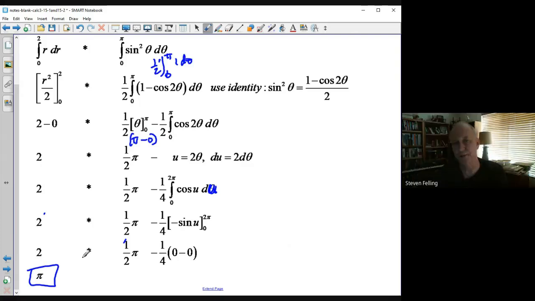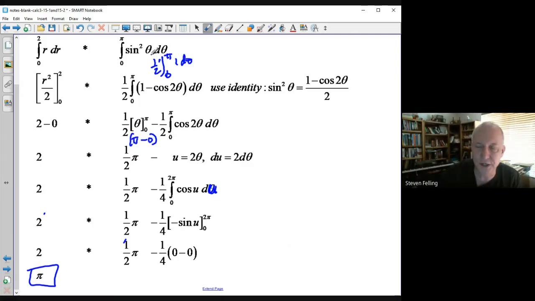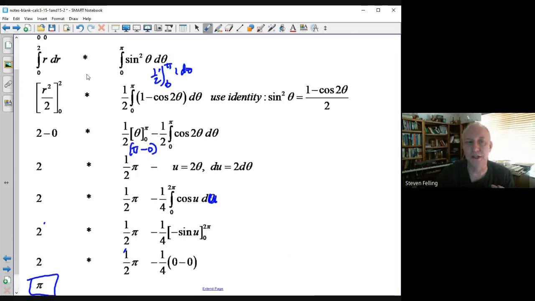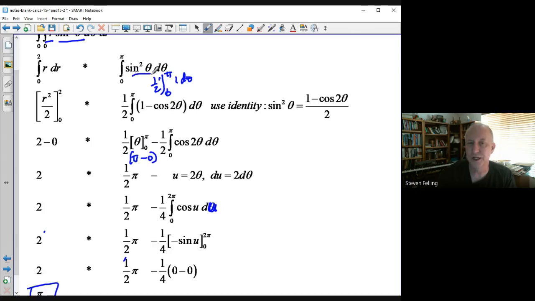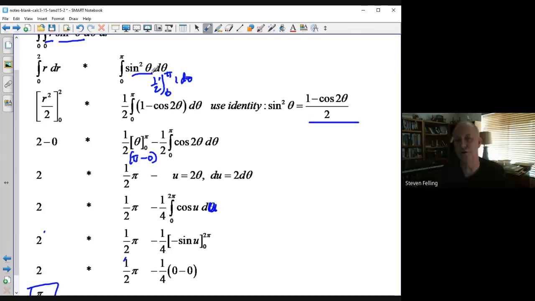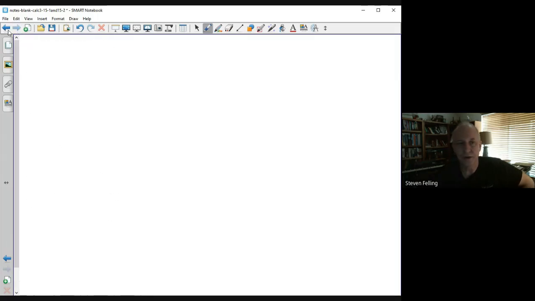So the point of this example is that you don't have to have x's and y's. As long as they give you this and don't make you figure out the region, you can treat those as generic variables. Sometimes trig identities are needed, or you can use integral tables to evaluate. Okay, and then this is the last example.